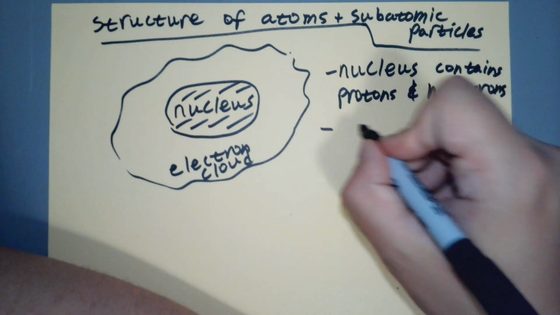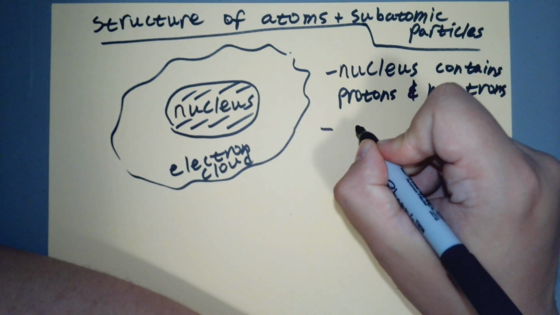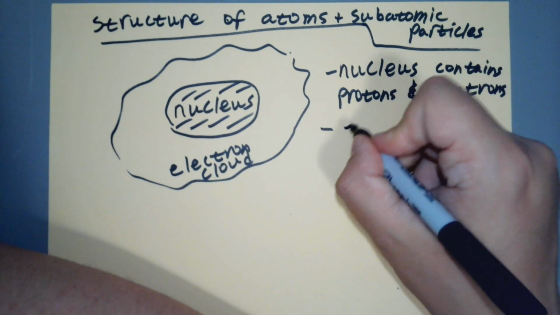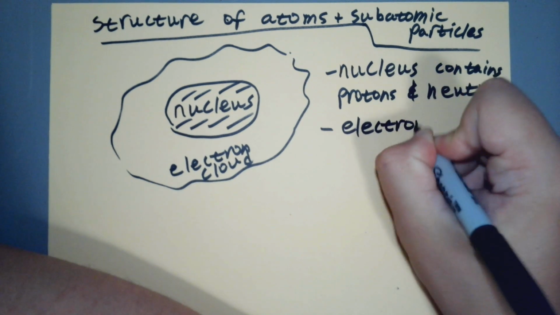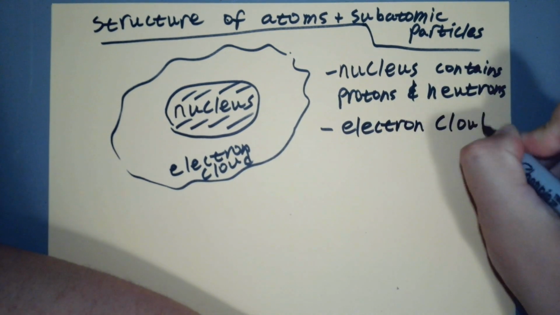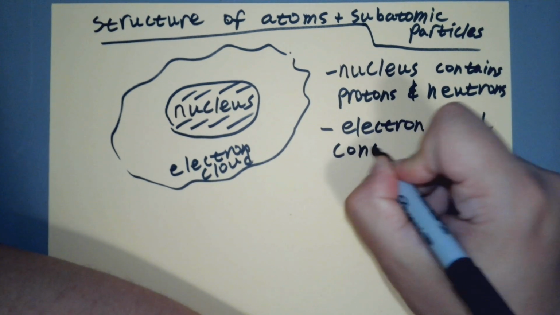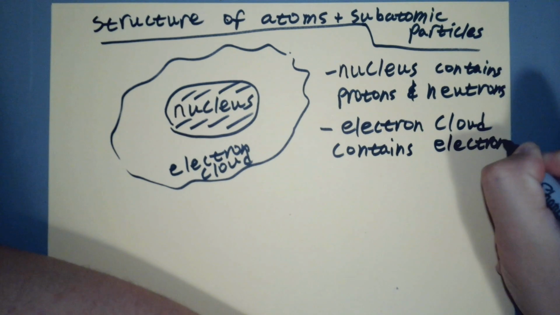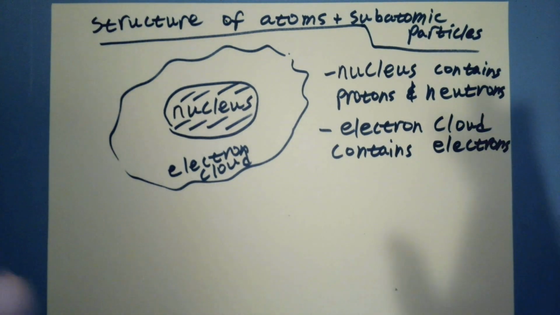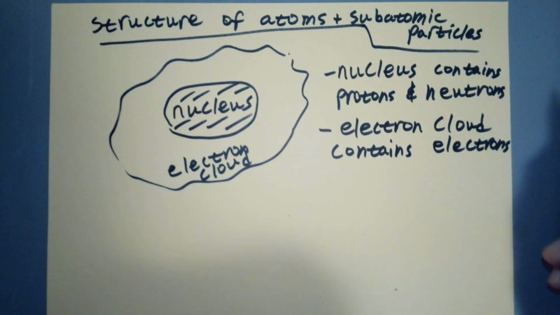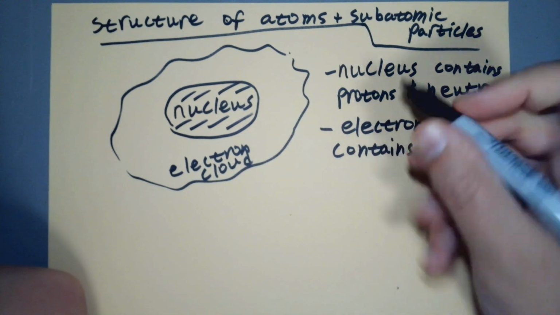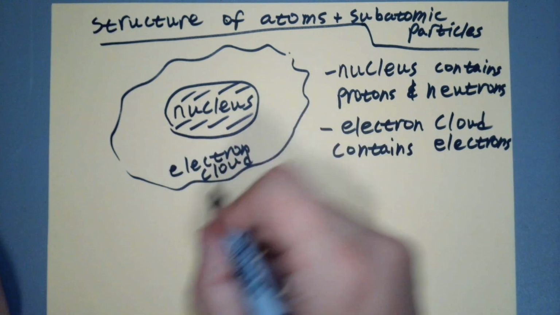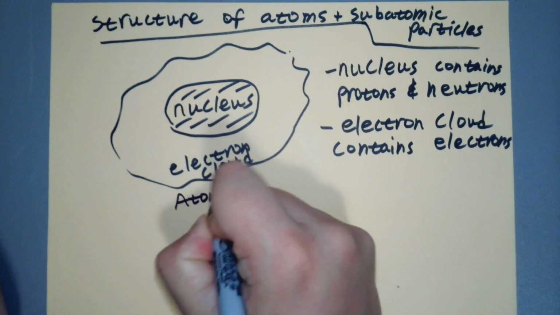And then you'll never guess what's in the electron cloud. It's not clouds, I'll give you a hint. The electron cloud contains electrons. And there's actually some organization to how the electrons are in there, and we'll get into that later. So there's the two pieces to the atom. Like this is an atom right here.